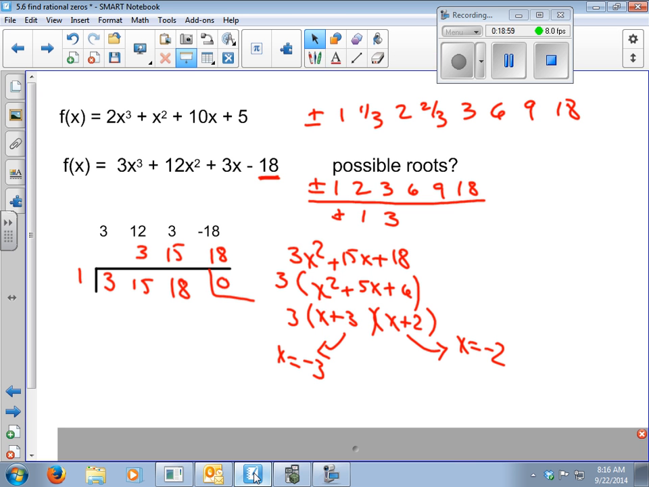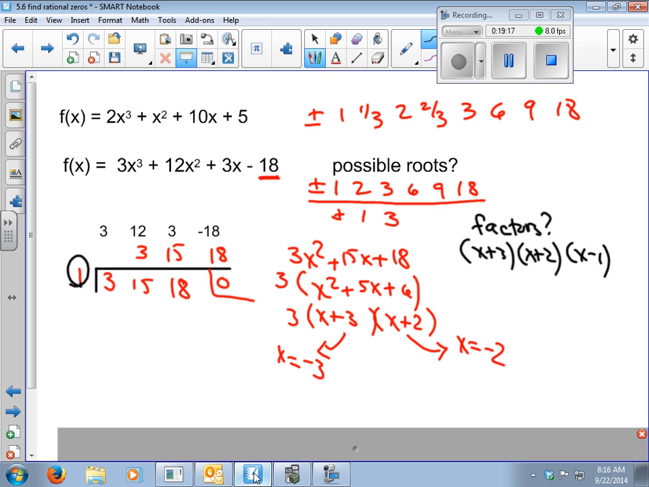So, depending on what the question is asking you, it may say, what are the factors, in which case we will write x plus 3, x plus 2, and then this one, if x equals 1 is the solution, that means it came from x minus 1. So if it asks me for the factors, it'll be x plus 3, x plus 2, x minus 1. And remember, we actually took a 3 out from that whole thing. If it asks me for the zeros, then I have to actually write down those solutions. Negative 3, negative 2, and 1. Now, you do have to show me at least one synthetic division.